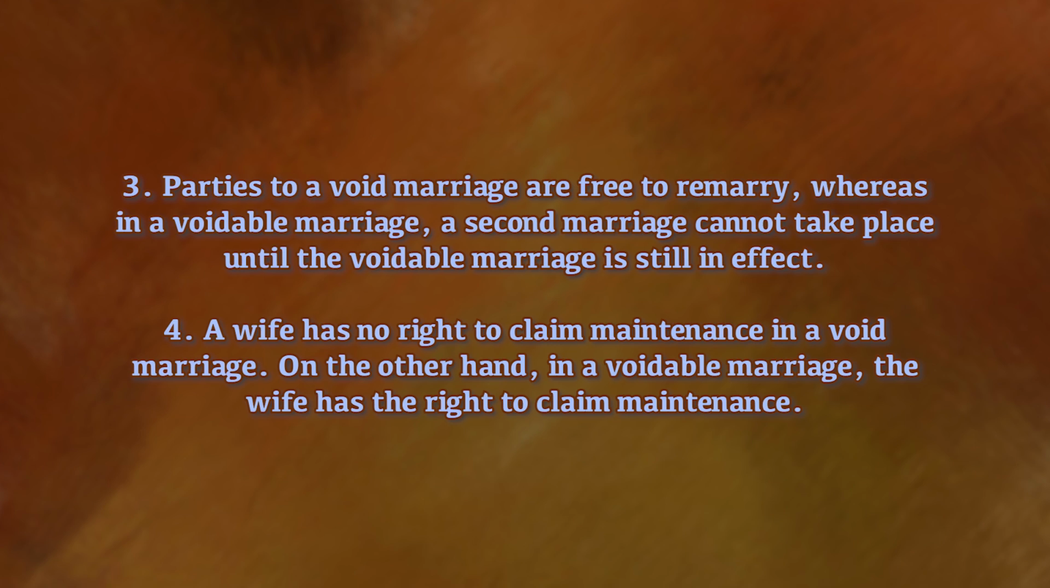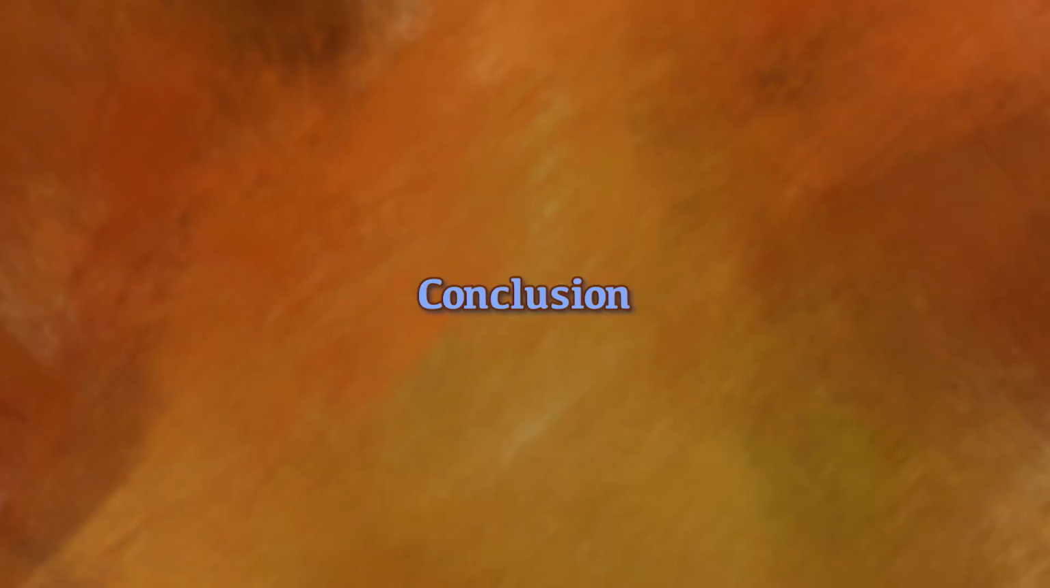Parties to a void marriage are free to remarry, whereas in a voidable marriage, a second marriage cannot take place while the voidable marriage is still in effect. Further, a wife has no right to claim maintenance in a void marriage. On the other hand, in a voidable marriage, the wife has the right to claim maintenance.